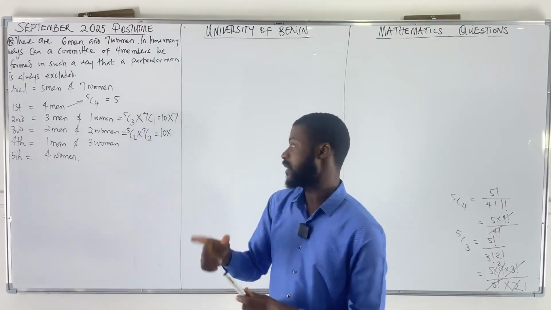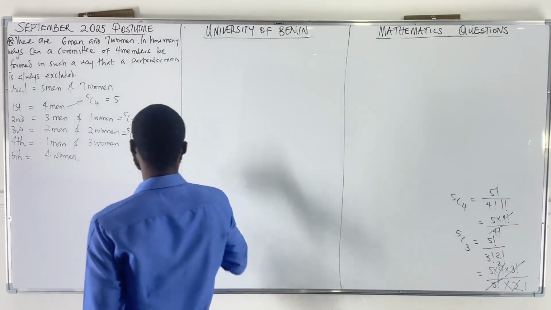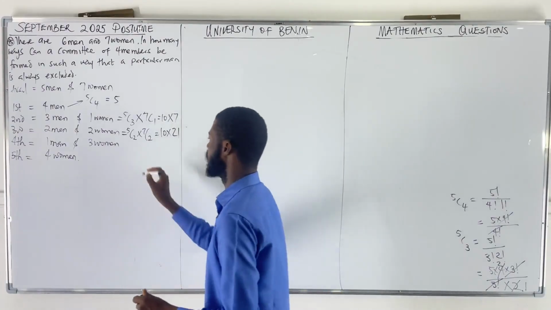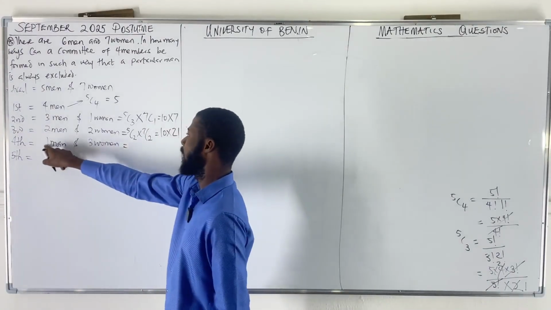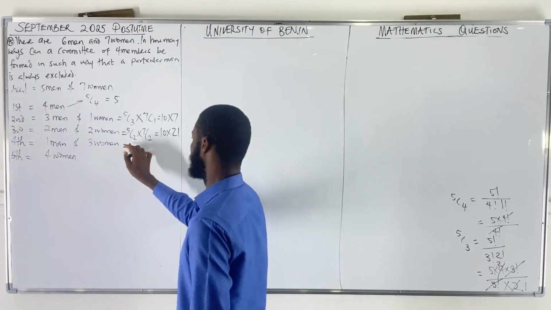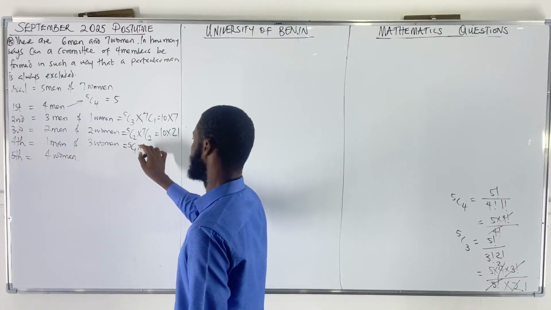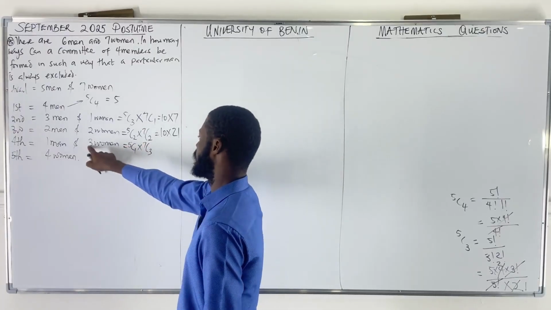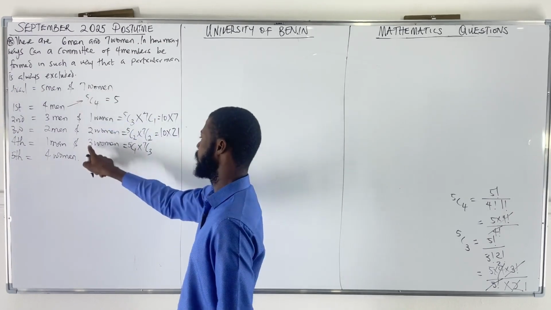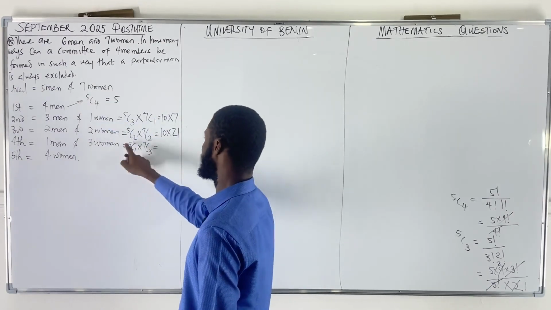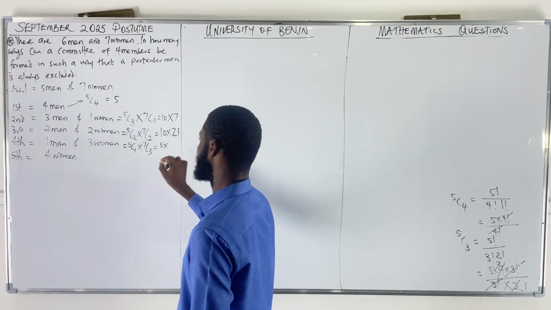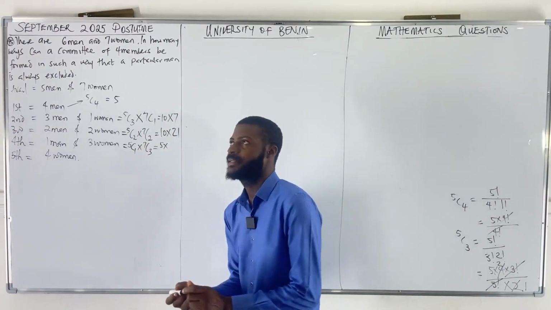6 to 21. That's what you're going to be getting. That's 21. Then the next one, you need 1 man, but what's available is 5 men. So this is 5 combination 1 times 7 combination 3, because for the women, we have 7 women available, but we need only 3. Now 5 combination 1 is 5 times 7 combination 3.